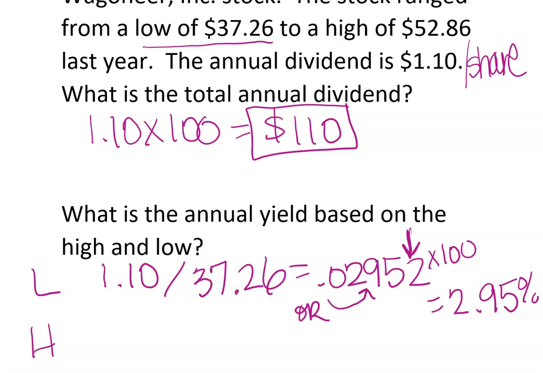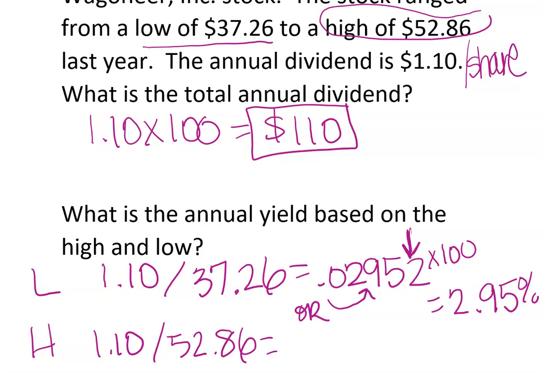We'll do the same thing for the high. $1.10, same number on the top, different number on the bottom, $52.86. And then multiply by 100. It looks like it's 2.08. So the annual yield based on the high is 2.08%. The annual yield based on the low is 2.95%.